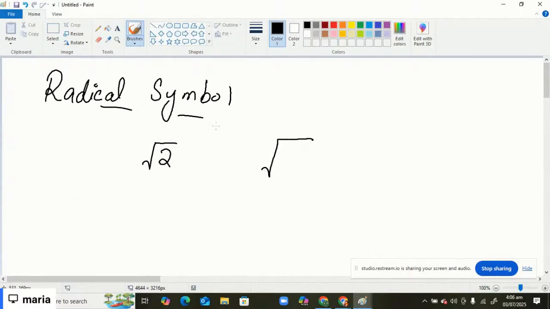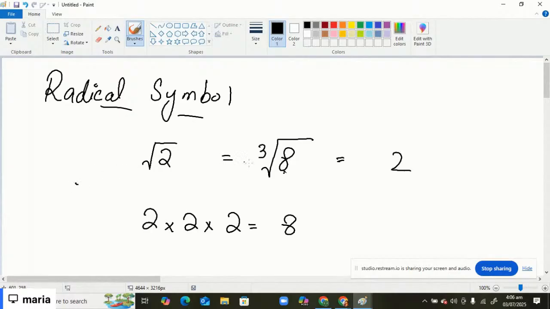But if they are saying a cube root, it means that the term inside the radical equals a term that has been multiplied by itself 3 times. For example, this is 8 and outside is 3, so the term inside is multiplied 3 times to get 8. Like 2 times 2 times 2 gives 8, so the answer is 2. This is the cube root.